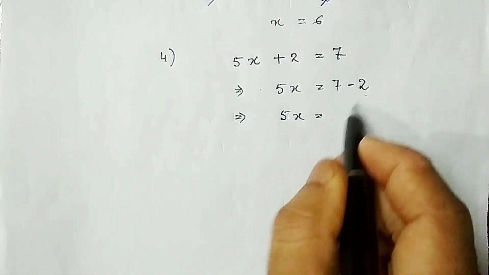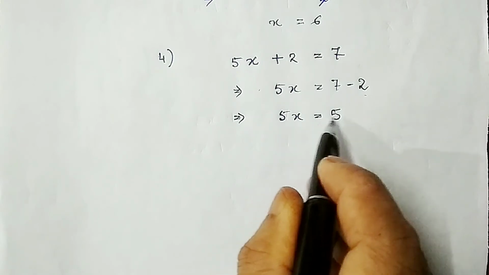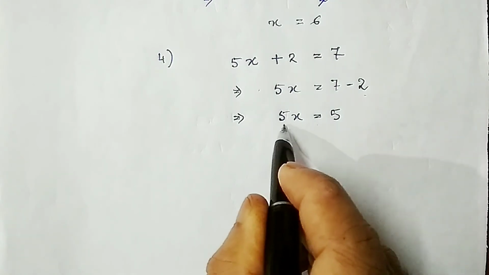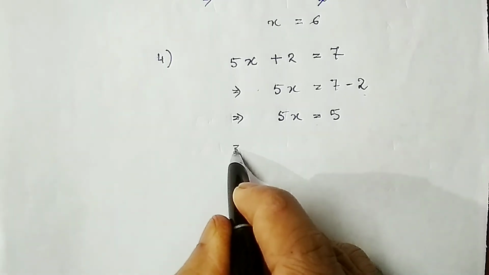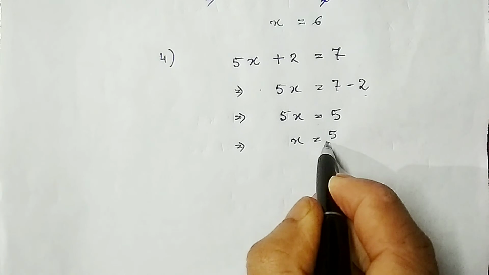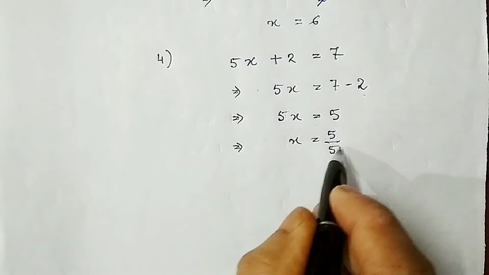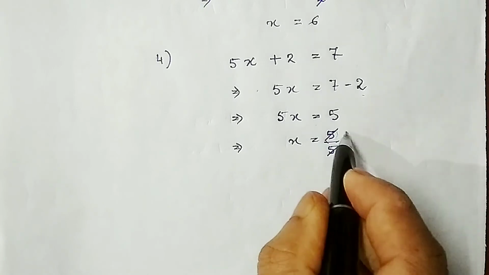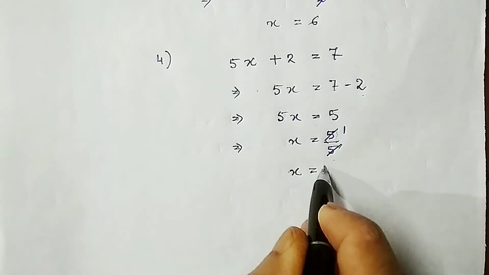And 7 minus 2 is 5. So 5 into x equals 5. Since here it is multiplication, on the other side it will be division. So x equals 5 divided by 5. Here it was multiplication, now it will be division. 5 divided by 5 will be 1. Therefore the required value of x is 1.